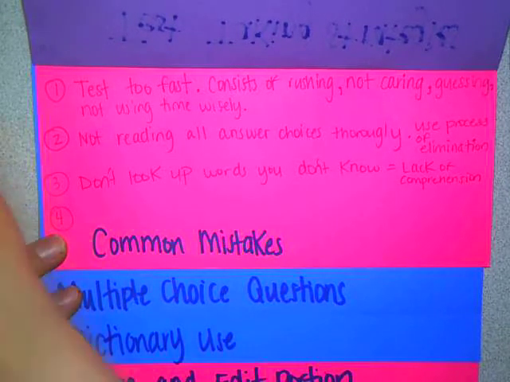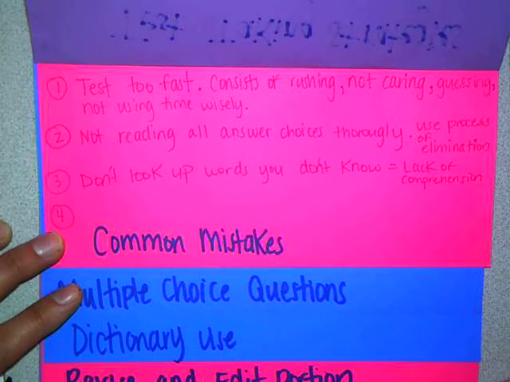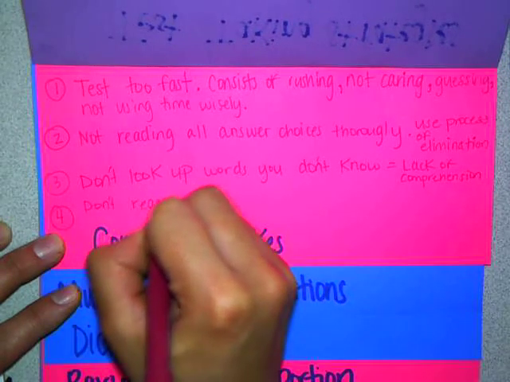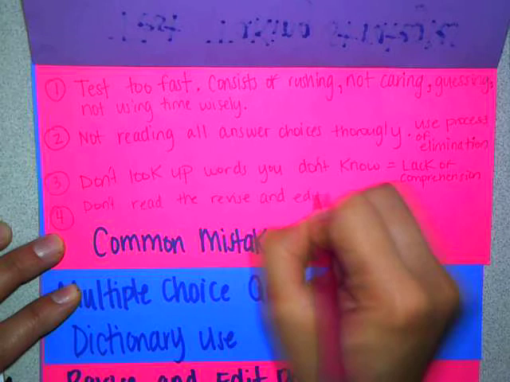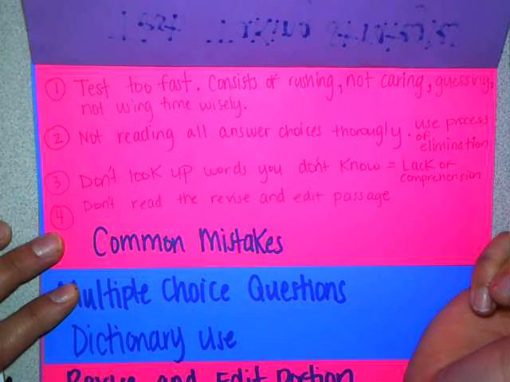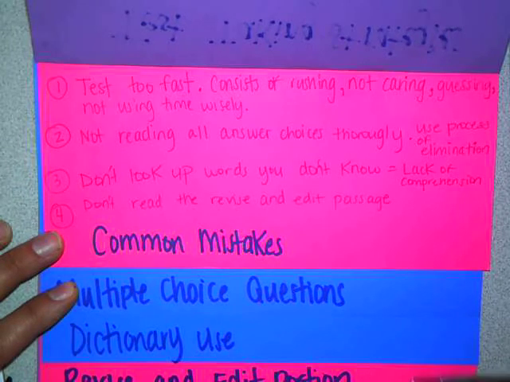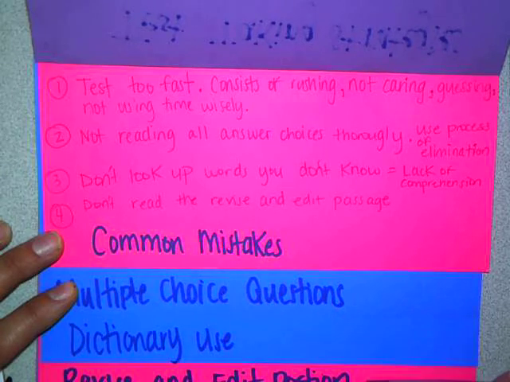Last but not least, this is one of the most common mistakes. I don't know where you guys learn this, but I hope to break this bad habit. You guys choose to not read the revise and edit passage. And we've been doing a lot of practice with looking specifically at a paragraph of the revise and edit when we need to answer a question with a specific sentence. So I hope that's now a habit for you, that you see the importance in reading the passage and having that context.